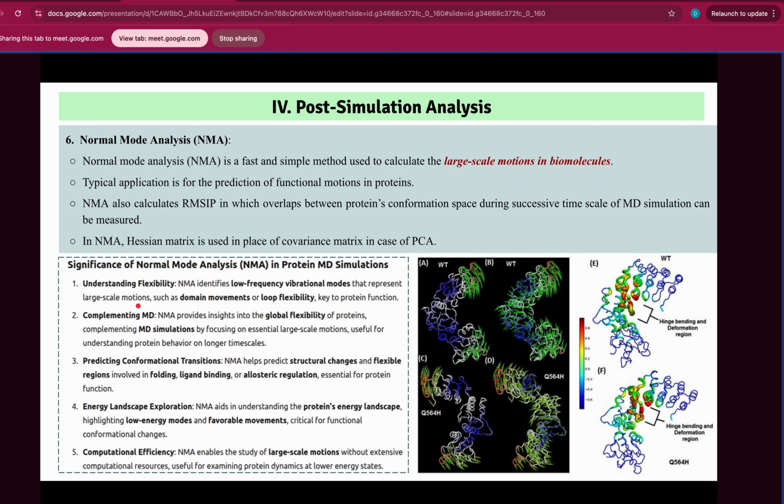Sometimes small vibrations can bring about a bigger change. So in NMA we can understand that change, such as domain movements or loop flexibility, which are key to protein function. Smaller changes bring about larger effects that can be studied with NMA. Complementing MD, NMA provides insights into the global flexibility of proteins, which complements the MD simulations. After MD simulations, we can perform NMA by focusing on essential large-scale motions, useful for understanding protein behavior on longer time scales.